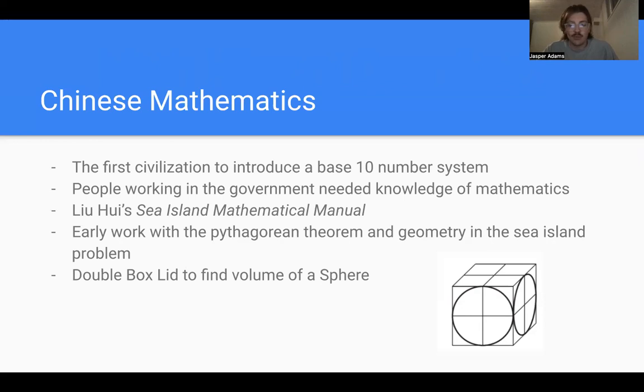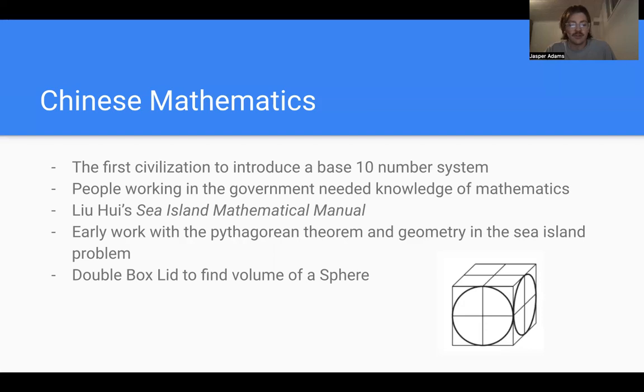And we see that they held mathematics as very important, as they had their people working in the government needed to have a certain knowledge of mathematics. A big influential work in their culture was Liu Hui's Sea Island Mathematical Manual, which had many problems, like the famous Sea Island problem, where they're trying to measure a peak and they put up different poles to gauge the distance and use triangles and geometry to figure out how tall the island was. And we see early work with geometry and the Pythagorean theorem using that problem.